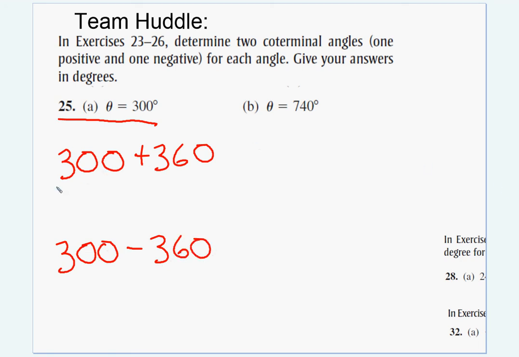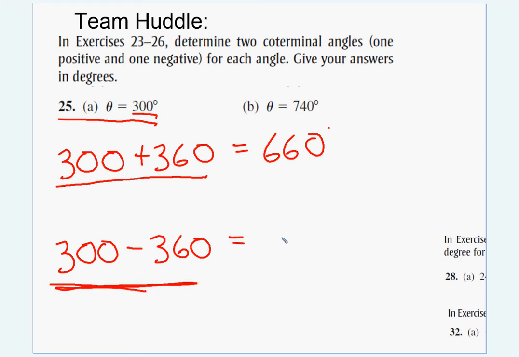So let's see here, when we do this positive, if we add those together, we're going to get 660 degrees. That is coterminal with 300. And if we do the subtraction, 300 minus 360 is negative 60. And I'm going to just write the 300 in between them. So all of these angles are coterminal with each other.